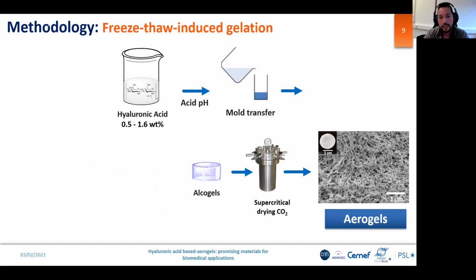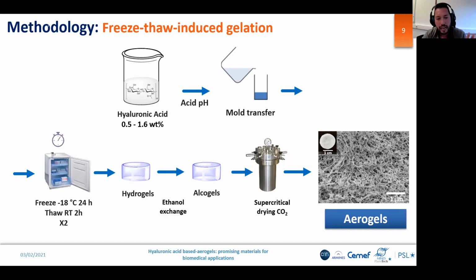We started with the native hyaluronic acid, two different concentrations, but we are going to have three differences in comparison with the other methodology. The first one is that for this methodology, we always work with acid pH. Then we are going to transfer the solution, and this is the key part, and that is the reason why it's called freeze-thaw-induced gelation. We are going to put the solution in a freezer, unfreeze it, and repeat this process in order to get hydrogels.